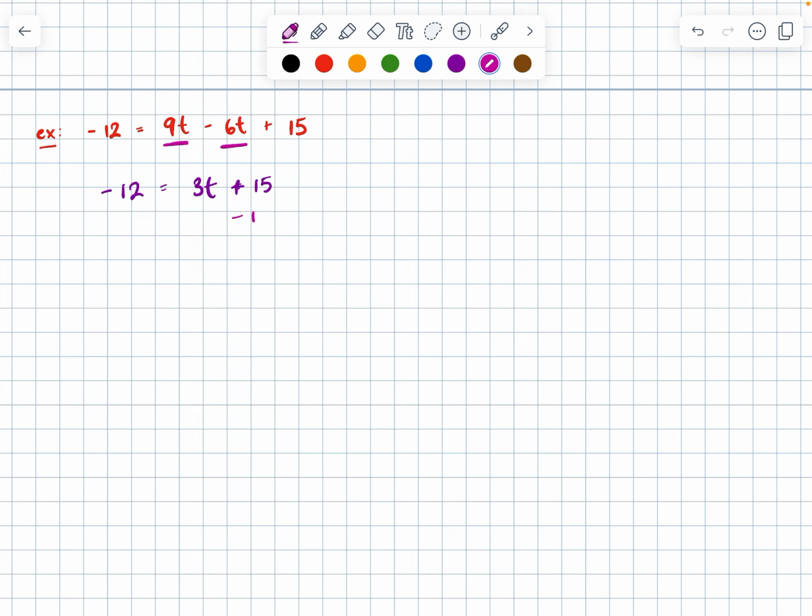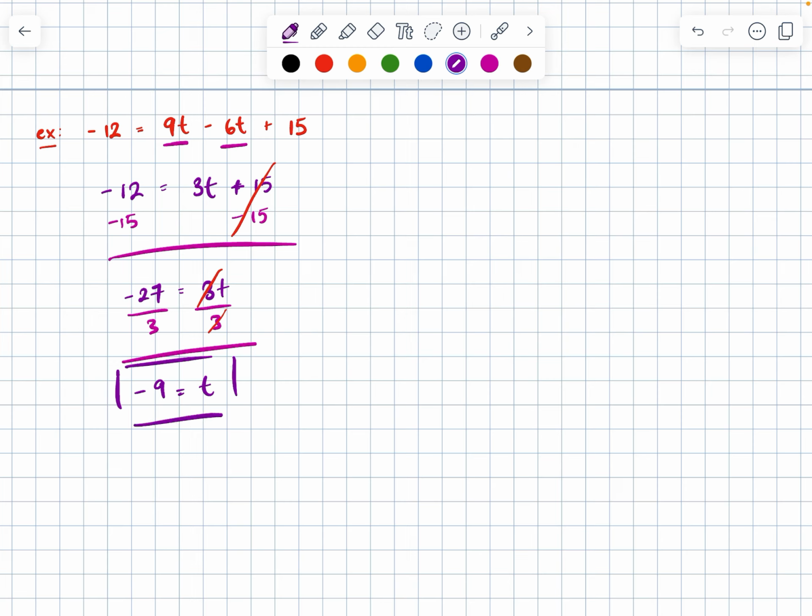And now I'm in familiar territory. I know what to do. Reverse order of operations. Easiest thing to get rid of is the plus 15. So I've got negative 12 minus 15, which is negative 27. That equals 3t. And now I need to undo multiplication by 3. Let's use division by 3. On the right, these guys undo each other. I'm left with t. And on the left, negative 27 divided by 3 is, of course, negative 9. So negative 9 equals t should be our final answer. That's our solution. If we plug it back in, we should get a true mathematical statement.